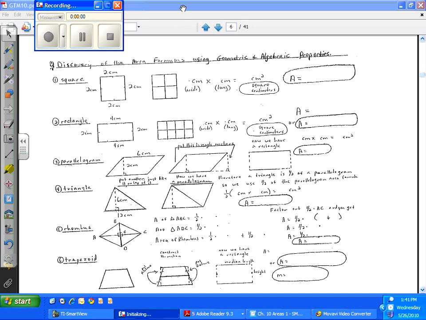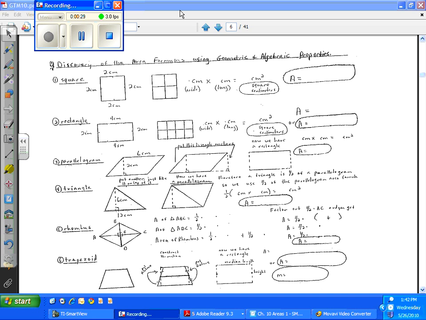Finish up on the pre-chapter 10, Skills and Practice. We're looking at a page on discovering the area formulas using geometric and algebraic properties. I was going to paste this into a SmartBoard document and bring in a ruler and things like that, but I decided I would just rotate it here in Adobe and go from there.